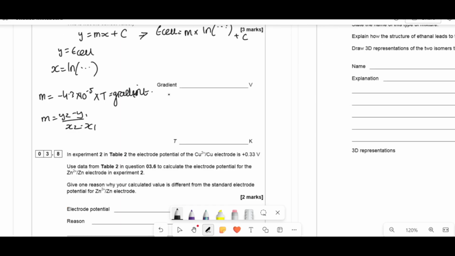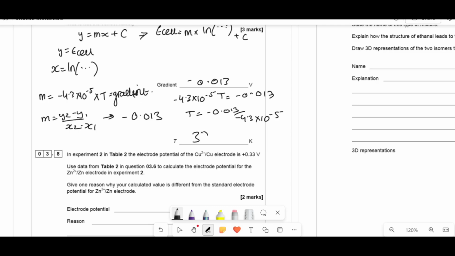So then here, if you work out the gradient, I'm just going to skip ahead and say I've done it. Whoa, look at that, I'm so amazing. It should be roughly 0.013, right? So that means that this gradient here, minus 4.3 times 10 to the minus 5 t equals 0.013, well, minus that, sorry. And let me just write that there. So then your temperature would just equal minus 0.013 divided by minus 4.3 times 10 to the minus 5. If you do that, you end up getting 302 Kelvin.